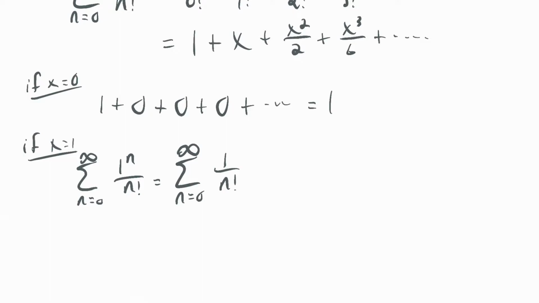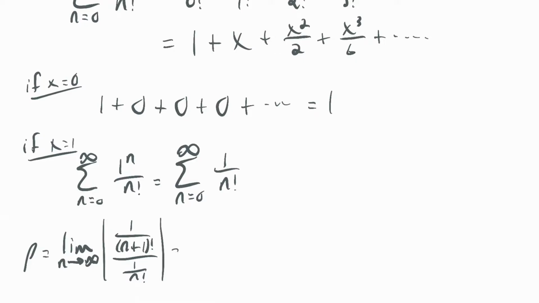Let's use the ratio test for this one. So rho equals the absolute value of 1 over n plus 1 factorial over 1 over n factorial. Okay. Oh, I forgot something. Of course, rho is the limit of this as n goes to infinity. So this is the limit as n goes to infinity of the absolute value of 1 over n plus 1 factorial, times n factorial over 1.